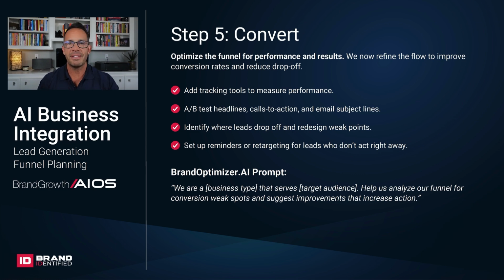Step number 5 is to convert. Optimize the funnel for performance and results. Now we refine the flow to improve conversion rates and reduce drop-off. So add tracking tools to measure performance, and A/B test headlines, calls to action, and email subject lines. Identify where leads are dropping off and redesign those weak points, and then set up reminders or retargeting for leads who don't act right away. And then I've given you another BrandOptimizer.ai prompt to help you out with step number 5.